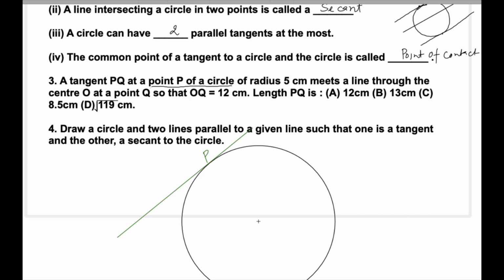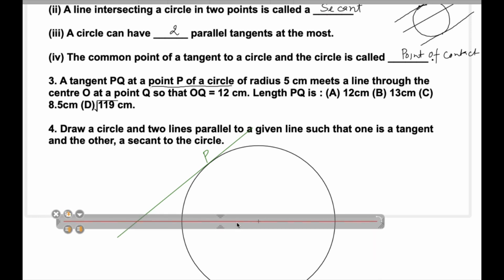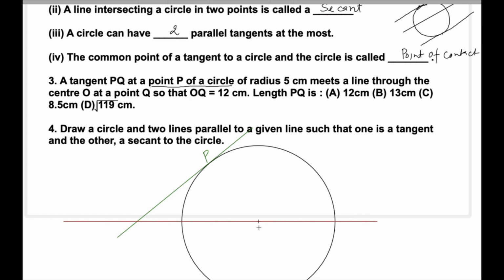Then there is a line which is passing through O, going something like this. So there is a line which is going this way, passing through O. We can have this line slightly shifted. So this is passing through the center O, and it is cutting this tangent at Q. Now we are supposed to find PQ, all right?